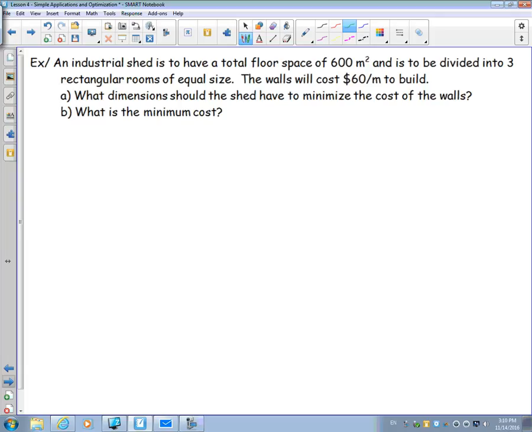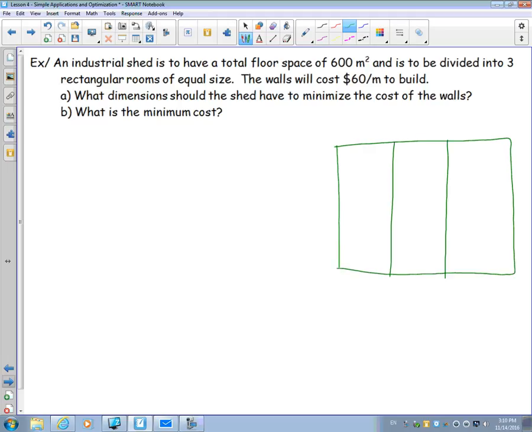All right, last one. It's sort of building us up to what we're going to do next with this. We're going to look at optimizing shapes. So we've got an industrial shed, which has a total floor space of 600 meters squared, and it's to be divided into 3 rectangular rooms of equal size. So let's draw ourselves a picture. It's got to be a rectangle, and you need 3 equally sized rooms. Okay, I've been told the floor space is 600 meters squared. Well, that references area. Area is a rectangle, or length times width. So I know that 600 equals LW.